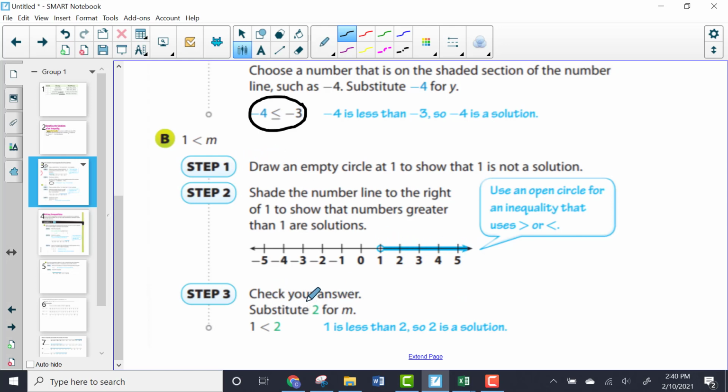We could check our answer by substituting 2 for m. 2 would be a solution. Why is that? Because 2 is greater than 1. We could say 3 is a solution, 4, 5 is a solution. 1 would not be a solution because 1 is not greater than 1. It's equal to.